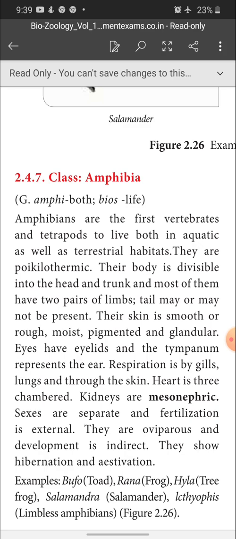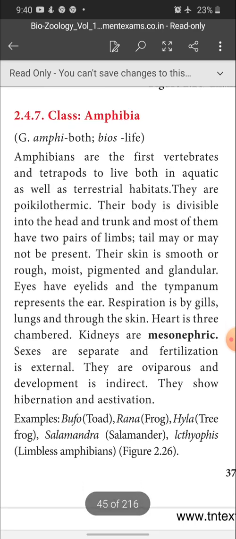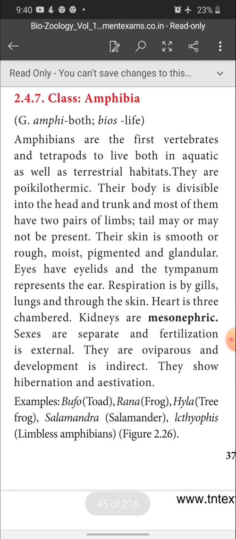Their body is divisible into head and trunk, and most of them have 2 pairs of limbs. Tail may or may not be present. Their skin is smooth or rough, moist, pigmented, and glandular. Eyes have eyelids, and the tympanum represents the ear. Respiration is by gills, lungs, and through the skin.